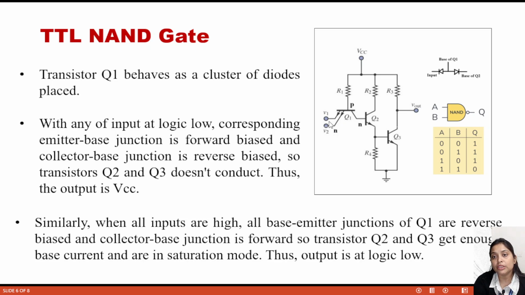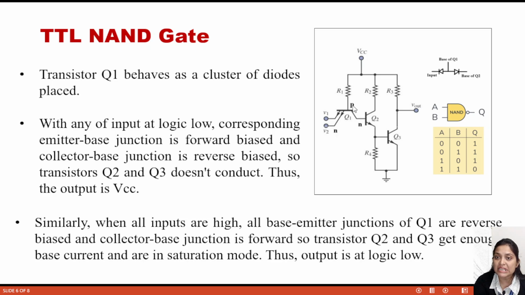Here you can see that this is actually the NPN transistor. So this side is N, this is P, and this side is also N. We can replace this with two diodes. So this side, the input side, is N, then this is P, and then again this is P and N, and this P side, that means the base of the transistor Q1, is connected to VCC.